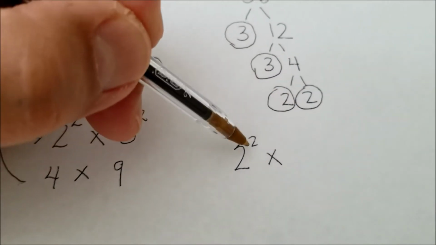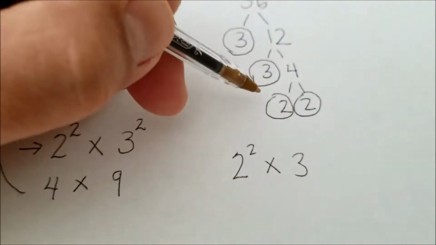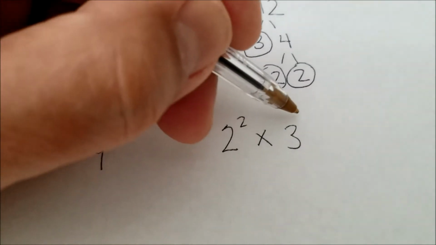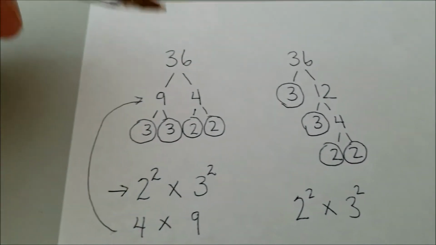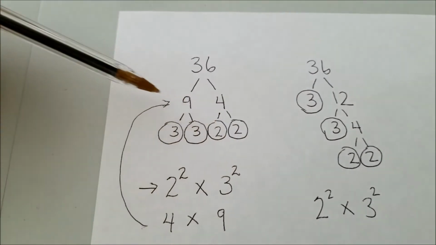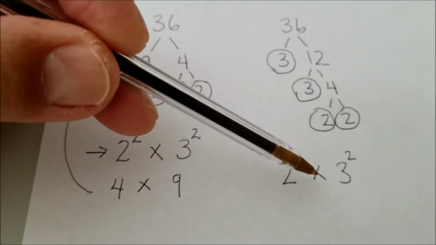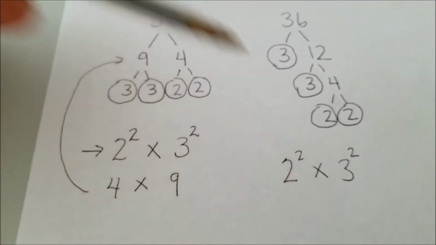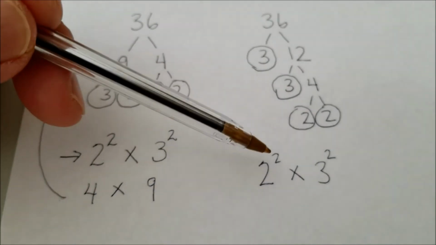So we have 2 2's, 2 squared. We have 2 3's, so that's 3 squared. It doesn't matter which factors you use to factor out the number. We're always going to get the same answer in exponential form.